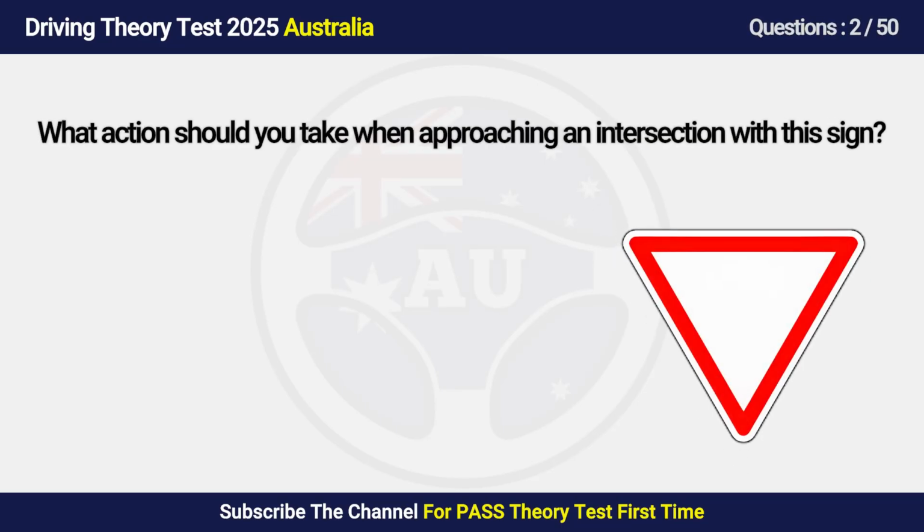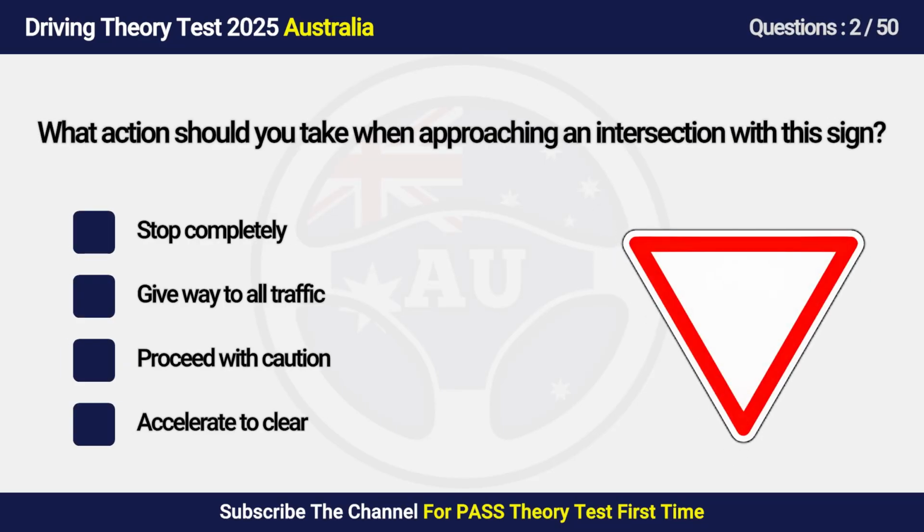Question 2. What action should you take when approaching an intersection with this sign? A. Stop completely. B. Give way to all traffic. C. Proceed with caution. D. Accelerate to clear.